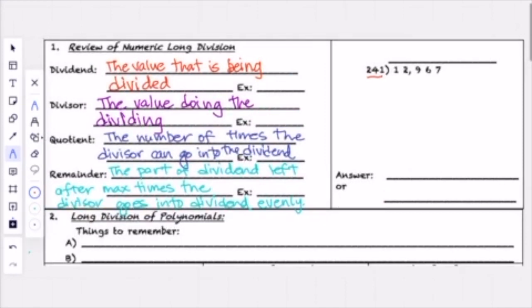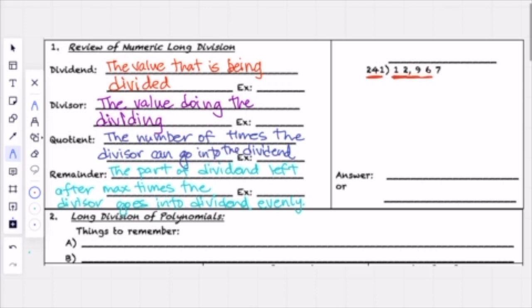So you're going to start by the first number because can 241 go into 1? Well, of course, the answer is no. Can it go into 12? Still no. How about 129? Well, still no. How about 1,296? And the answer there is yes.